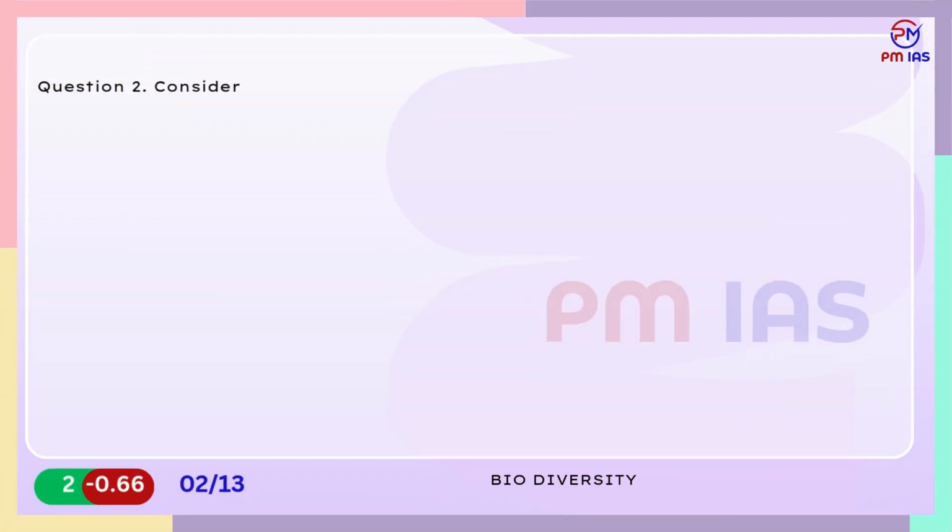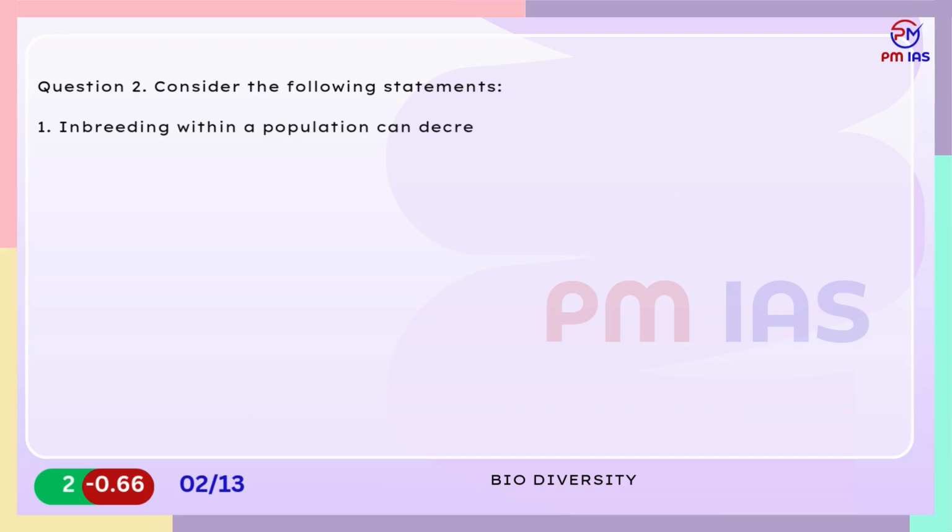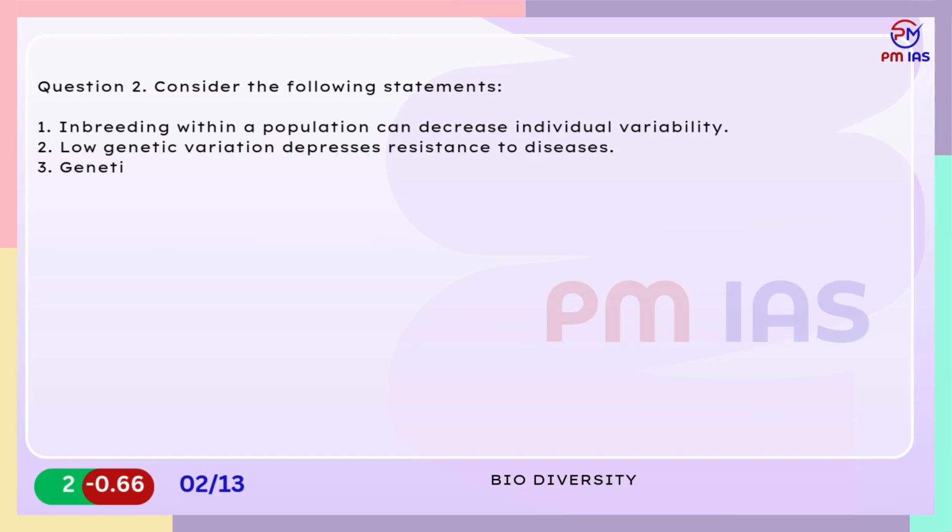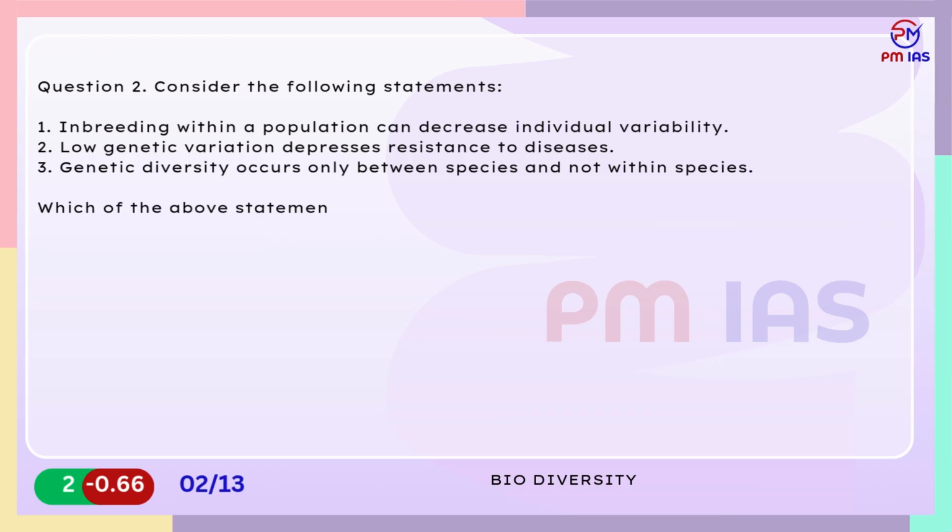Question 2. Consider the following statements. 1. Inbreeding within a population can decrease individual variability. 2. Low genetic variation depresses resistance to diseases. 3. Genetic diversity occurs only between species and not within species. Which of the above statements is correct? A. 1 and 2 only. B. 3 only. C. 1 only. D. 1, 2 and 3.